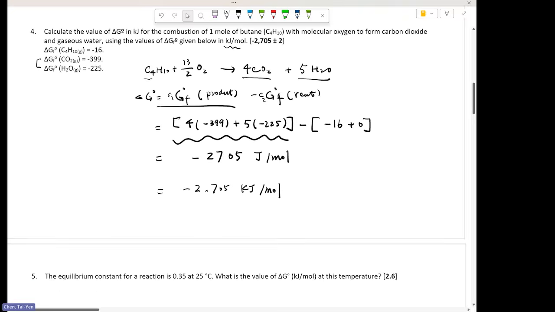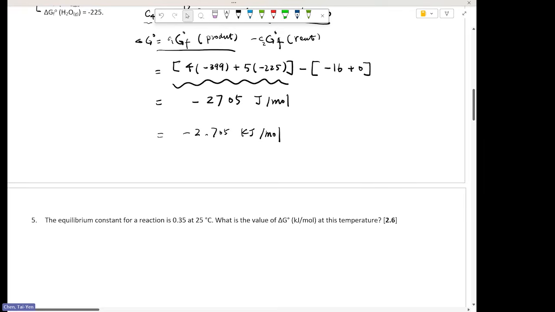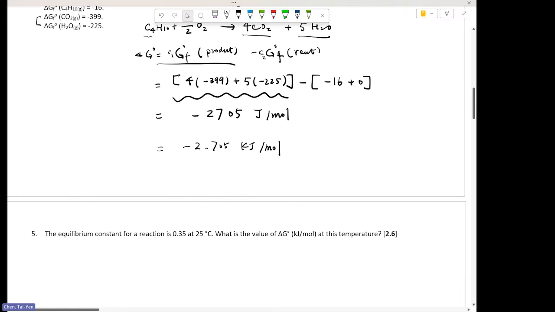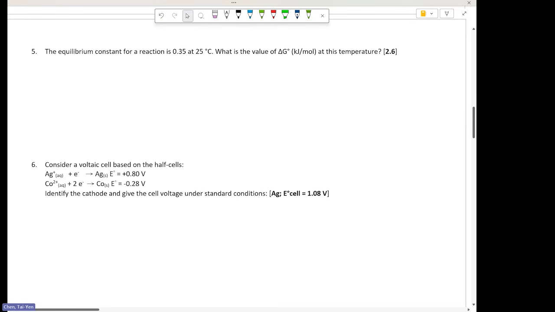I guess it's not difficult. It's just about knowing the basic concept of calculating delta G naught, similar to how you calculate your delta H naught and delta S naught. Question number 5.